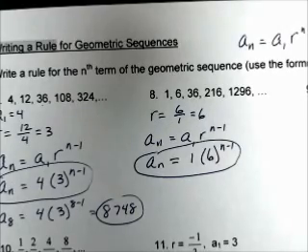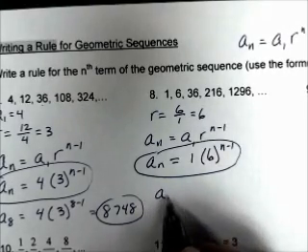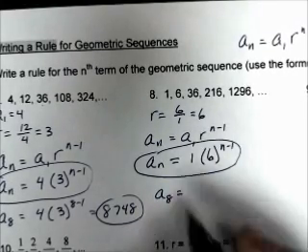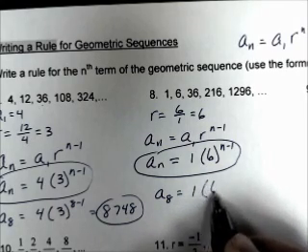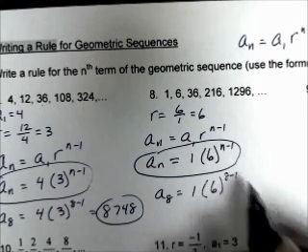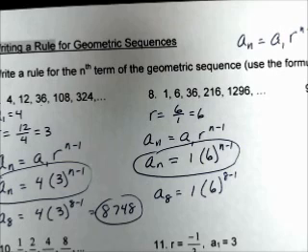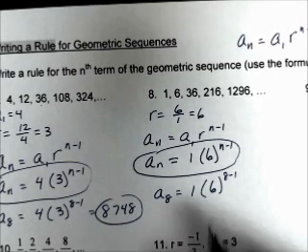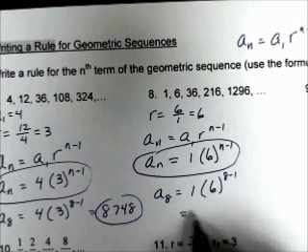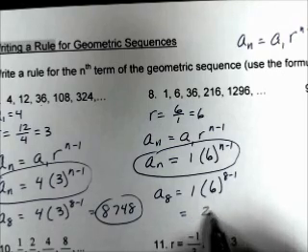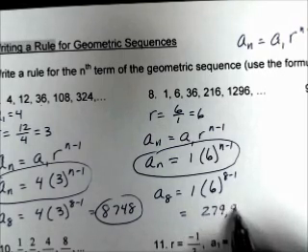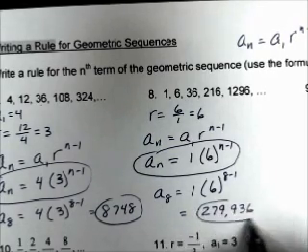Okay. So our 8th term here would be 1 times 6 raised to the 8 minus 1. 8 minus 1 is 7. 6 raised to the 7th power is equal to 279,936.